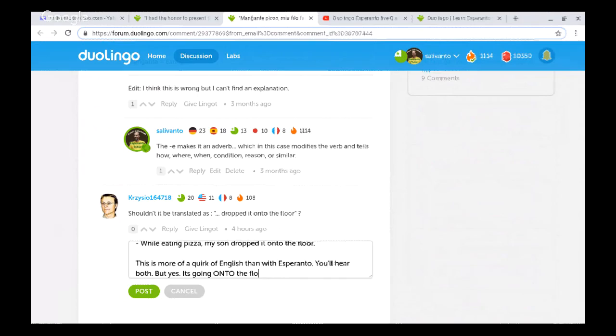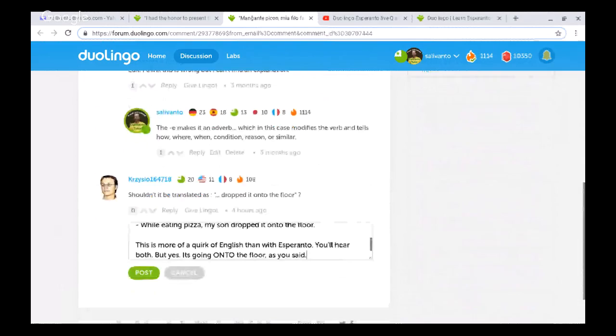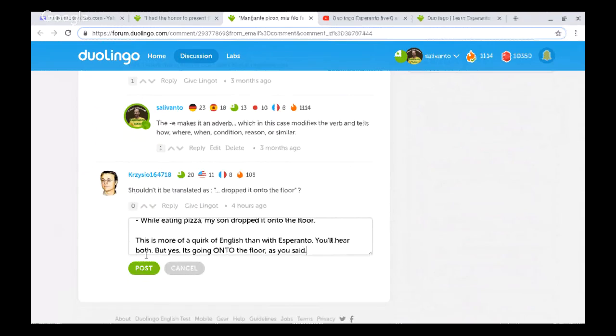as you said. And I notice this person has an American flag in his list of languages. So there's a good chance he's a second language English learner. So we can be patient there with that question.